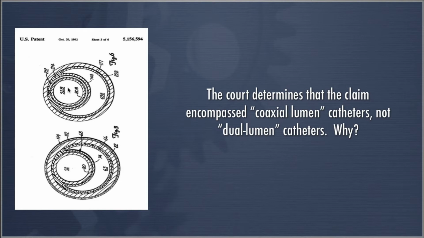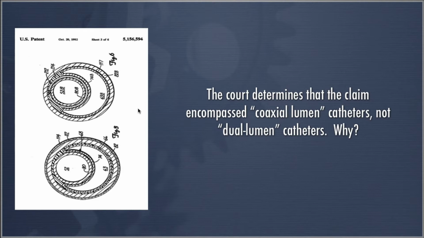What it doesn't include, the court said, are dual lumen catheters where you essentially have two tubes of essentially the same size that are next to each other, right? So that instead of one encompassing the other in a coaxial fashion, you would have essentially two of these, set right next to each other and then encompassed by the full outside skin of the catheter, right? And so the court decides as a matter of claim construction primarily that this claim only covered coaxial lumen configurations and not dual lumen configurations.